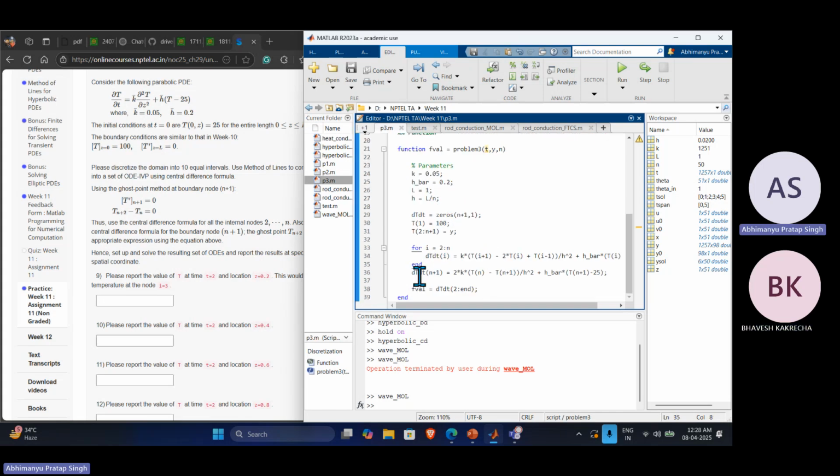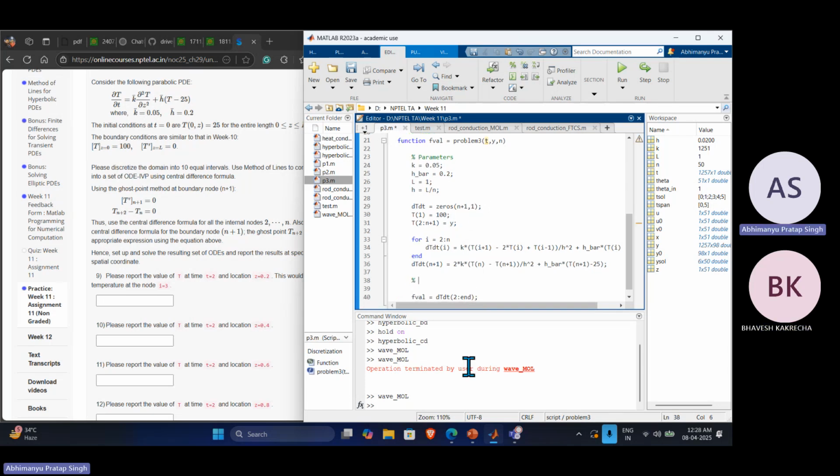You can see my screen, right? So what is happening is that if I use central difference at the last node, I should be getting something like dT/dt at n plus 1 as k multiplied by T_{n+2} minus 2 times T_{n+1} plus T_n, divided by h square, plus other terms, h bar, that will be in T_{n+1}, so that is not an issue.